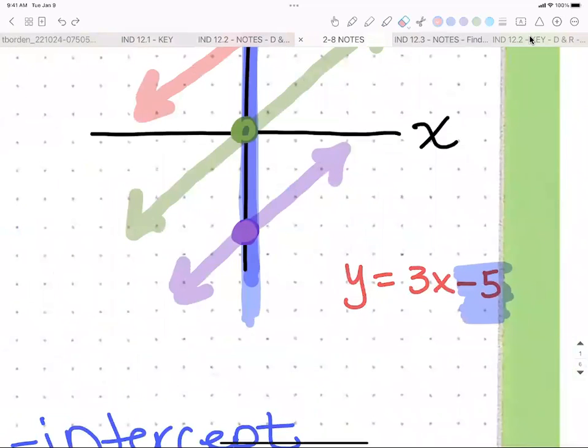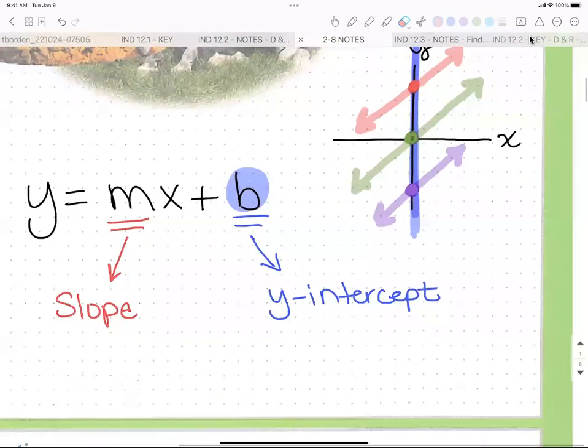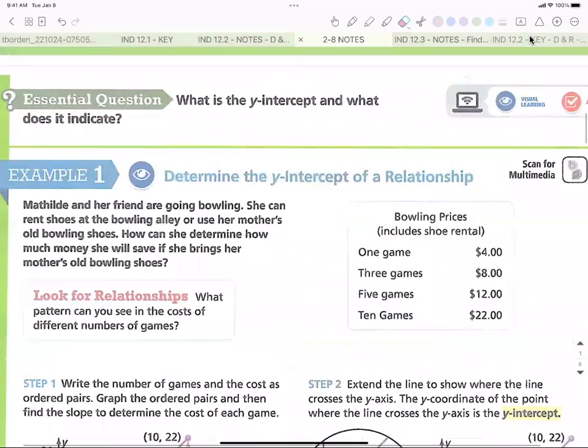All right, so what we're going to do today is add a little bit to what we've already learned about the y-intercept. Now they're not always going to be through 0. Some of them still will be, and that's okay, but some of them won't be. Okay? Are we good? All right, let's look at example number 1.